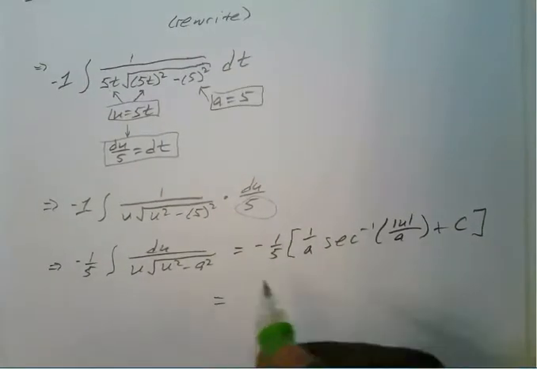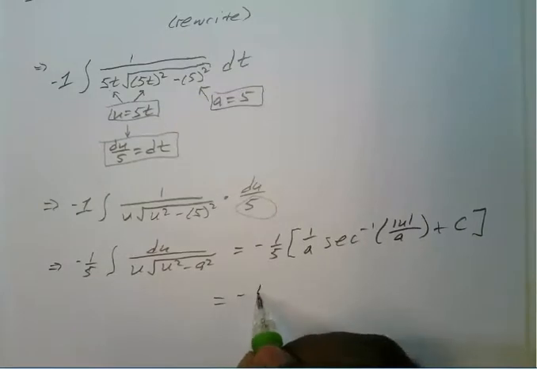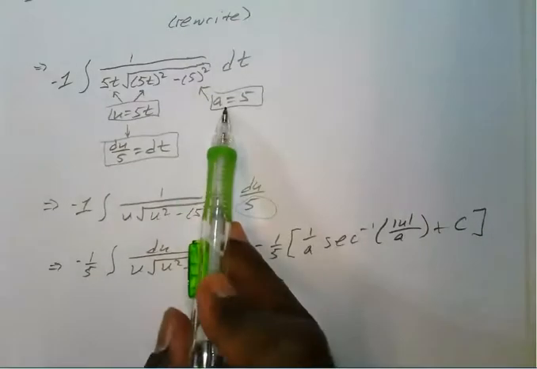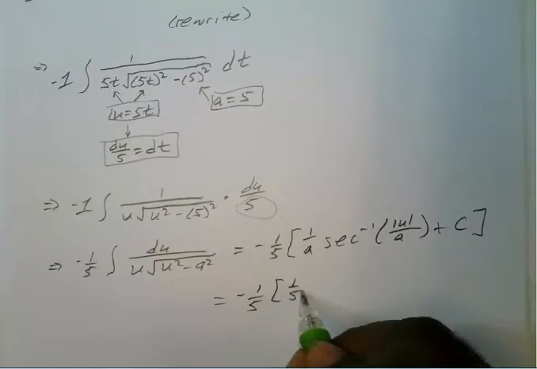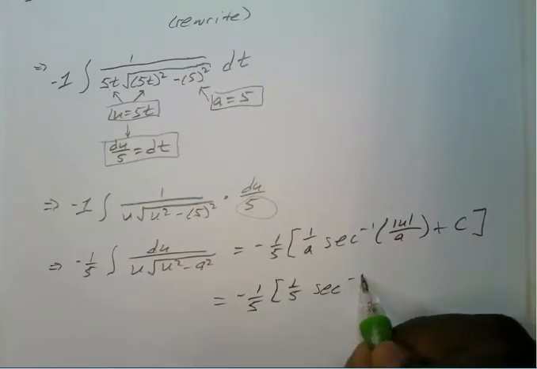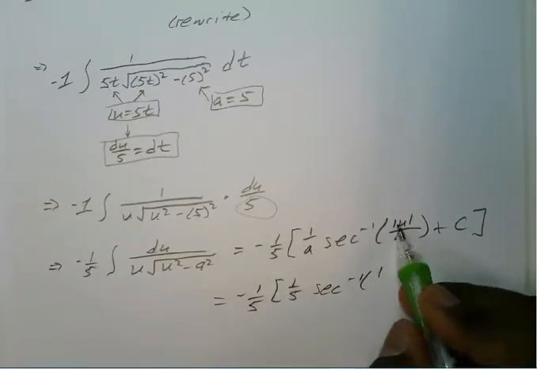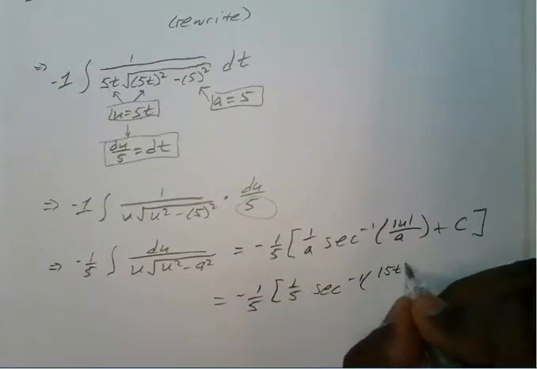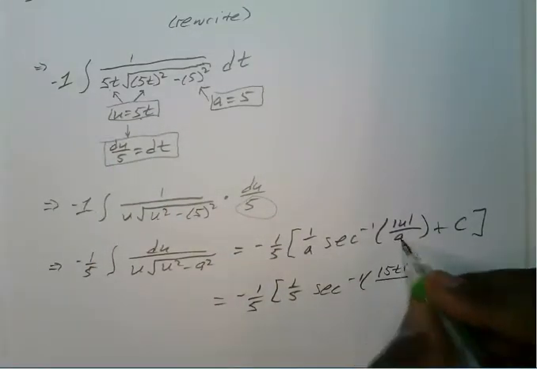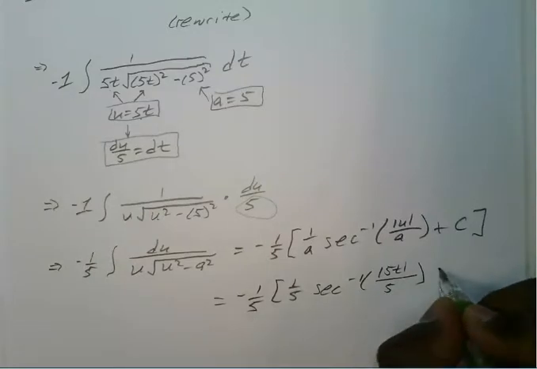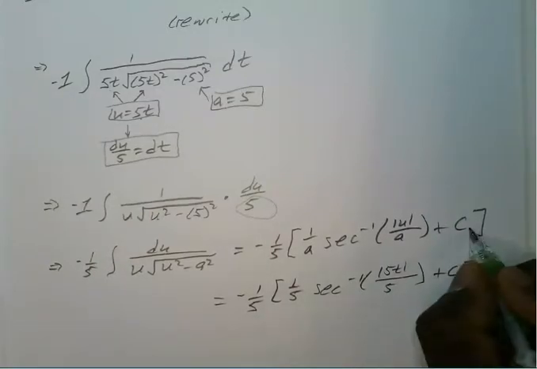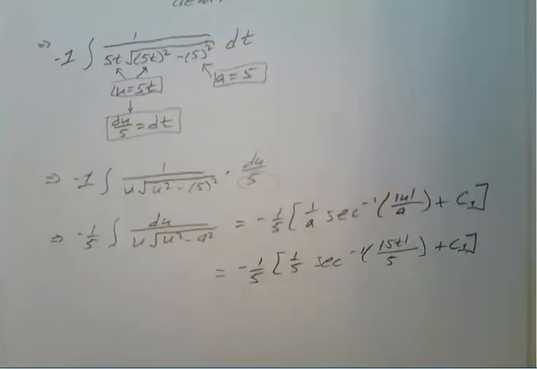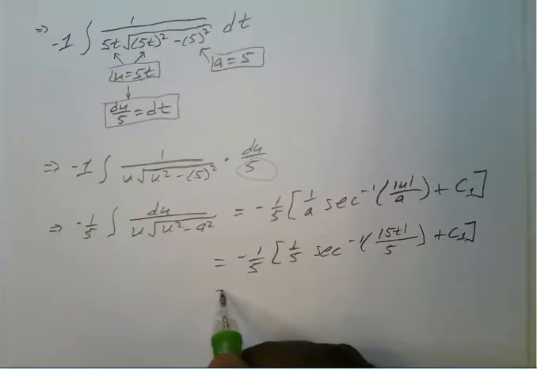Okay, so we go ahead and fill in our a's and our u's. So 1 over a ends up being 1 over 5 secant inverse of the absolute value of u, so the absolute value of 5t, over a, which is 5, plus c, or c number 1. Again, this step isn't necessary, but trying to make sure I cover all bases.